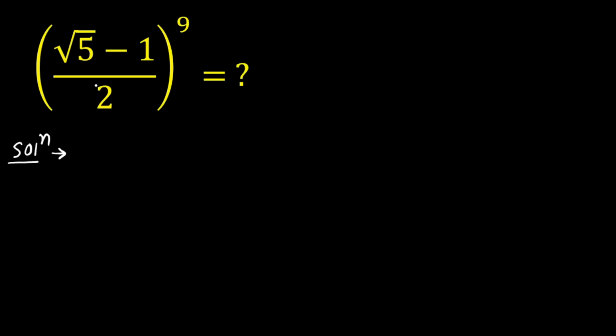Hello students, in this video we are going to simplify ((square root of 5 minus 1) over 2) whole power 9. Here we will apply substitution. Substitute (square root of 5 minus 1) over 2 equals m. Now our task is to find the value of m power 9.